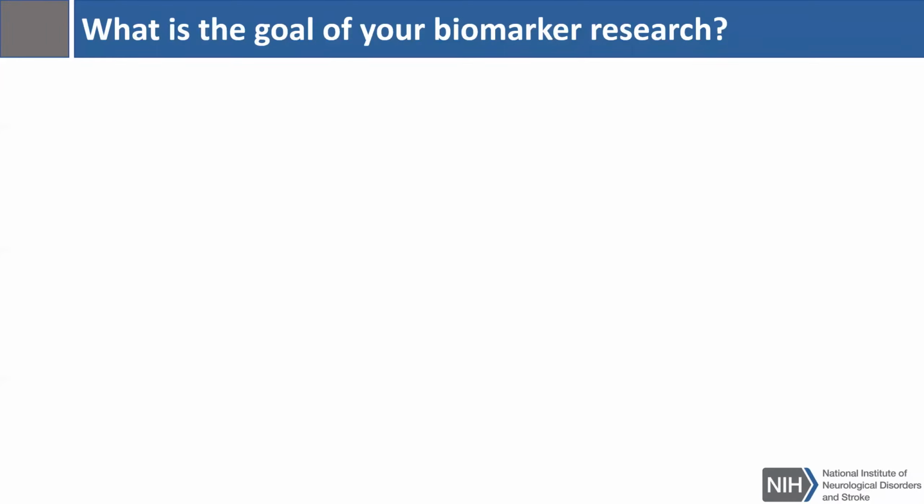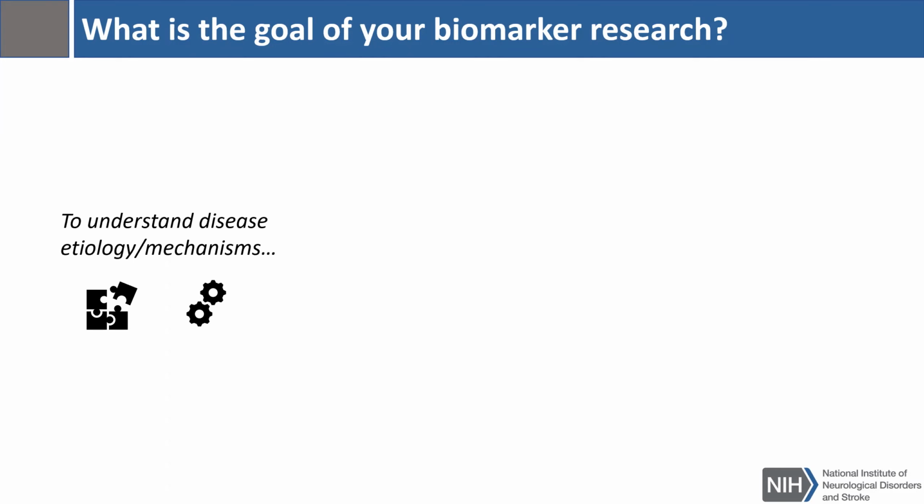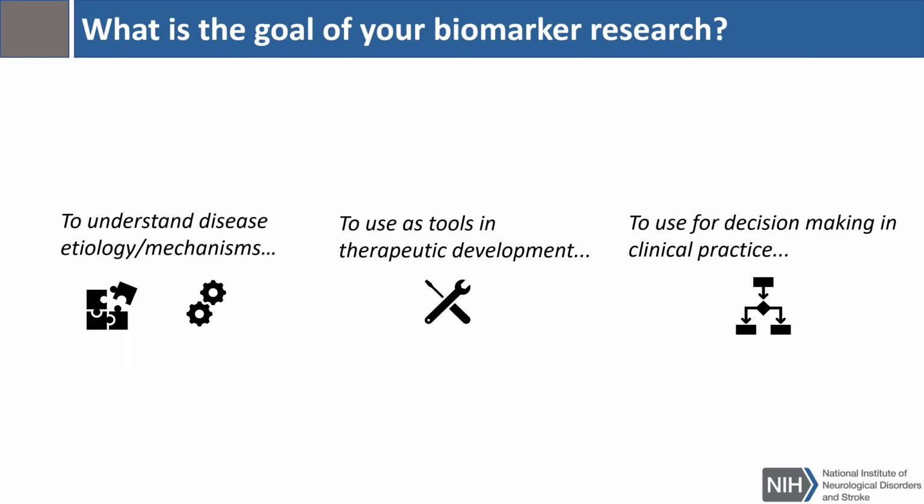So for thinking about applying to the NINDS translational biomarker funding opportunities, the first question you want to ask yourself is, what's the goal of your biomarker research? And we know that the term biomarkers gets used in a lot of different contexts in a lot of different ways. Sometimes that's to think about understanding disease etiology or identifying new mechanisms. Or we're talking about using them as tools in therapeutic development or to use for decision-making in clinical practice. And so the quick and dirty way to think about, should you apply to an R01 or should you apply to one of our funding opportunities?